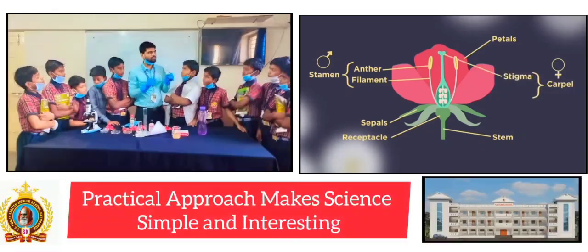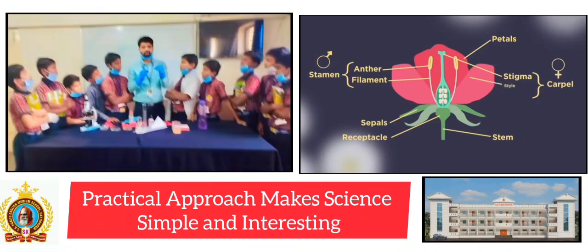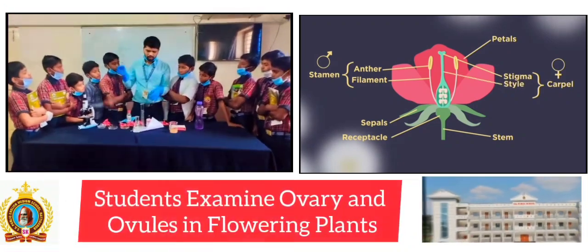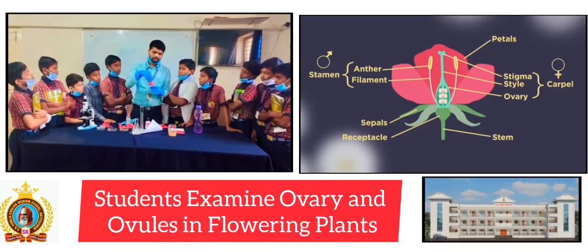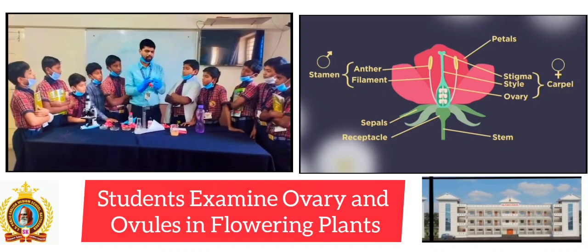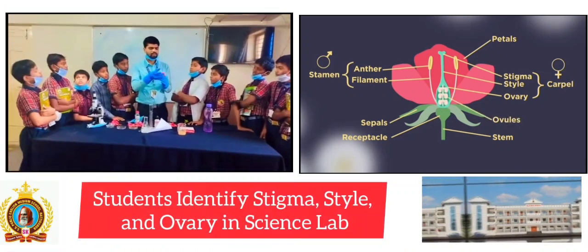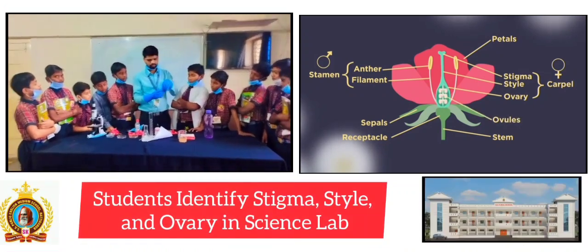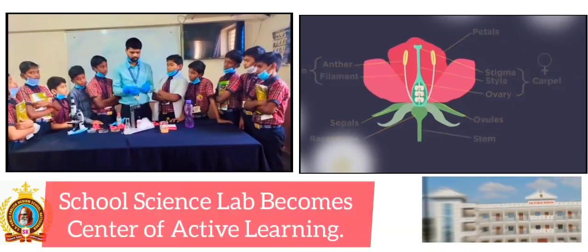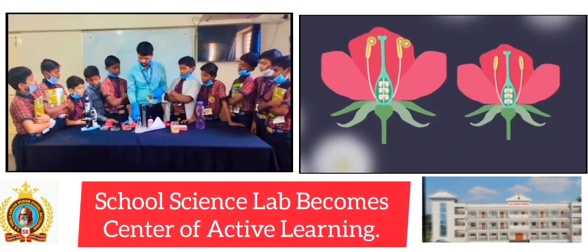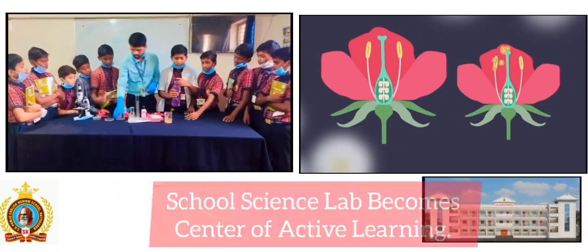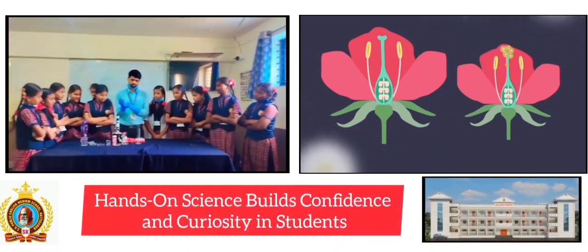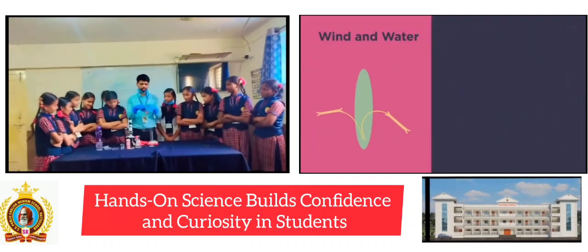The laboratory activity began with a theoretical introduction explaining the two main modes of reproduction in plants, asexual reproduction and sexual reproduction. Students were briefed on how plants reproduce asexually through methods such as vegetative propagation, while sexual reproduction involves the formation of seeds through the fusion of male and female gametes. Special emphasis was given to flowering plants, as they clearly demonstrate sexual reproduction.